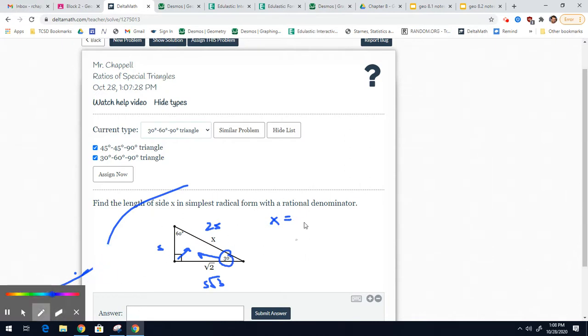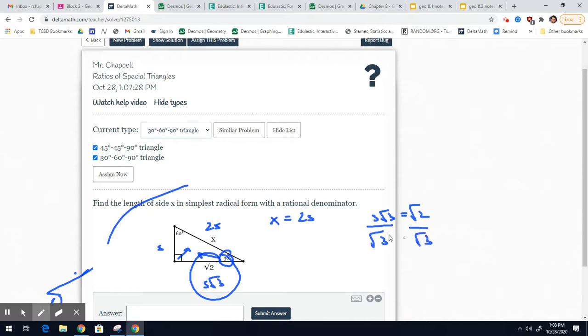X is going to be 2s. I'm given what S square root of 3 is. S square root of 3 is the square root of 2. Okay, so we're going to rationalize this, or I'm sorry, we're going to divide by the square root of 3 to get the S all by itself. Now, if the square root of 2 and the square root of 3 could combine, right? If they could like subtract or divide, we would do that. But they can't. So now we rationalize.